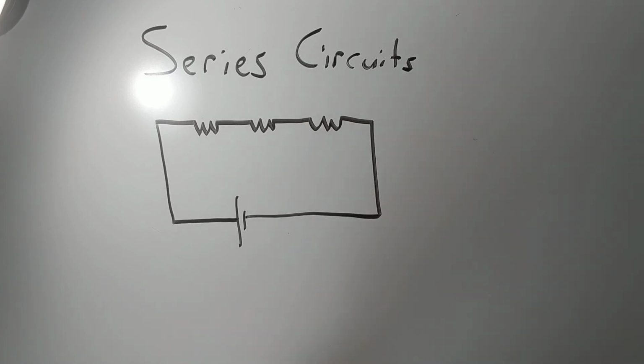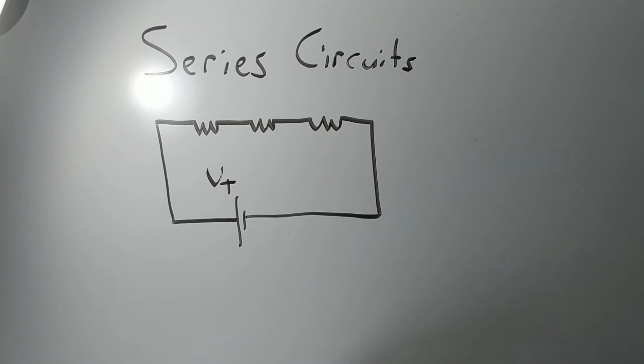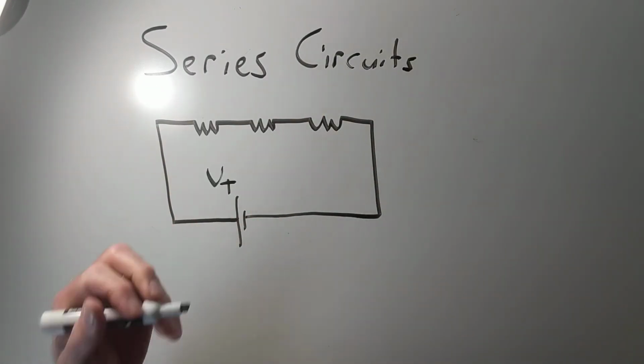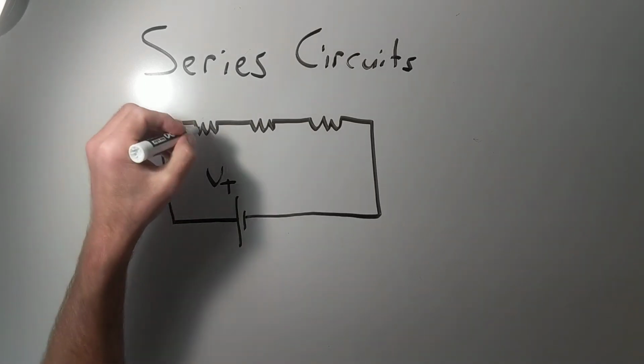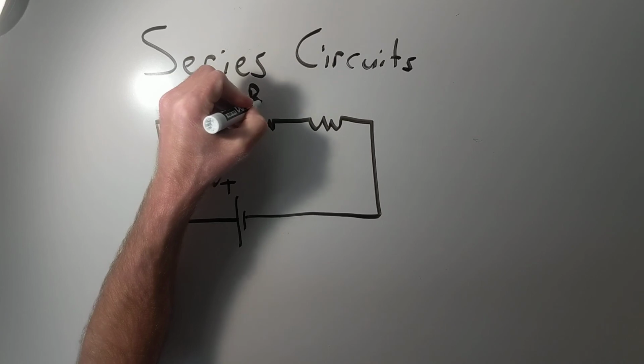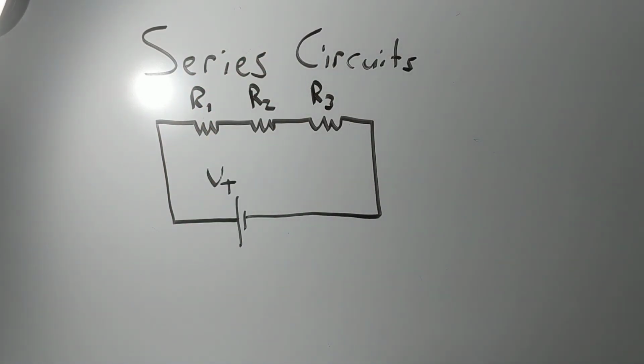Now, let's actually give these some titles here. Let's call this VT. That's the total voltage of the battery. So that's the energy that the battery is going to give to the circuit. Technically energy per charge, but you can just think of it as energy right now. We'll call this resistor 1, call this resistor 2, and call this resistor 3.